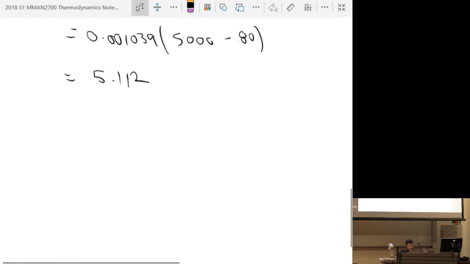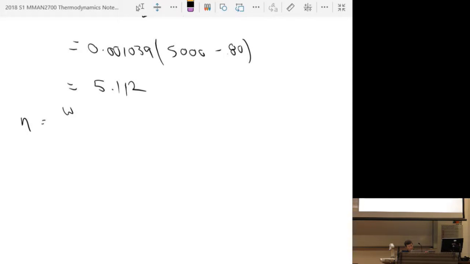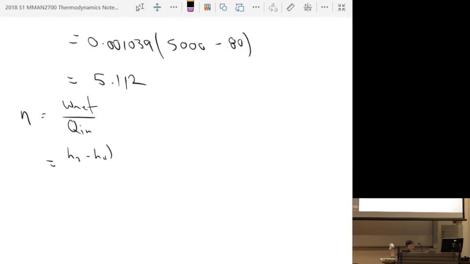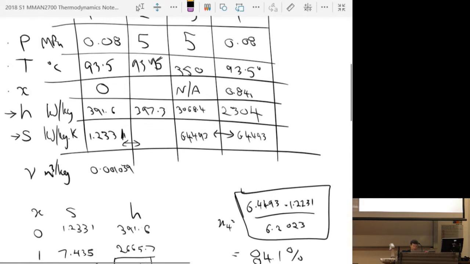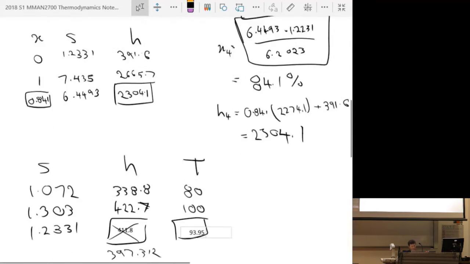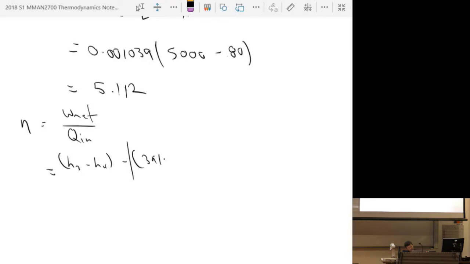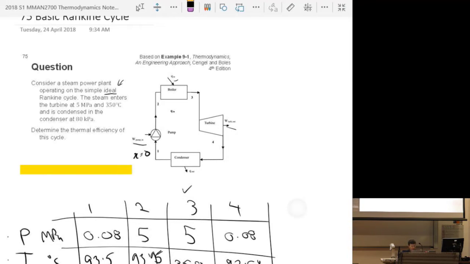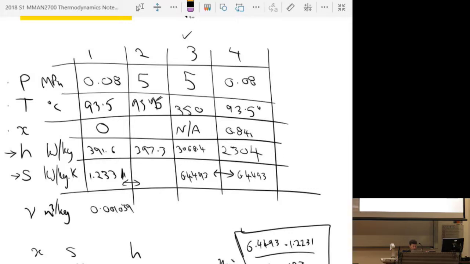So let's do thermal efficiency equals work net divided by Q in equals work net is going to be work of the turbine, which is between states 3 and 4. So it's going to be H3 minus H4. So that's your turbine minus the absolute value of the pump, because you want to subtract whatever work you have to put into the pump, 391.6 minus 397.3. So that's turbine work minus pump work, divided by Q in, which is the heat you have to add in the boiler, which is between state 2 and 3, which is 3068.4 minus that one.